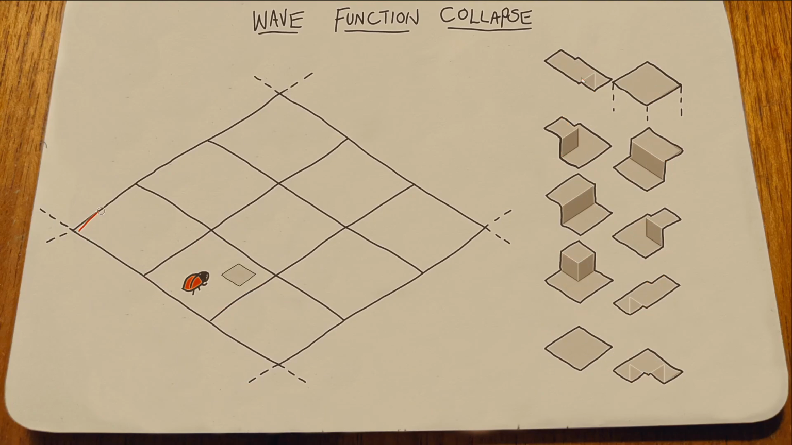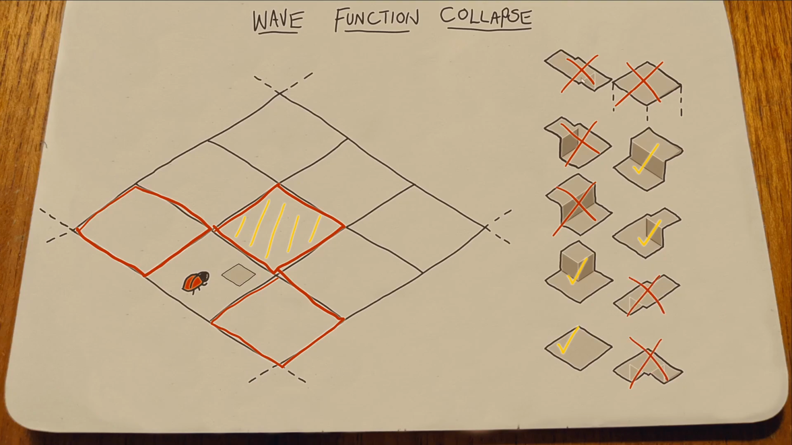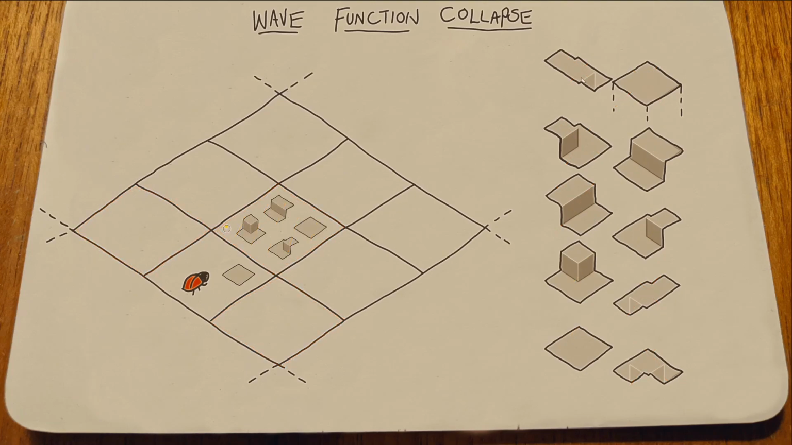Now take each neighbour square of that collapsed one and cross off any tiles that don't make sense. For example, we'll call this square the north neighbour. The north neighbour can either have a flat square, the wall that faces the flat square, or one of the two corner pieces. All the other pieces don't make sense, so we cross them off. With crossing out finished, we're left with four possible tiles on that square. We don't know which one it will be yet, but we will come back to it.